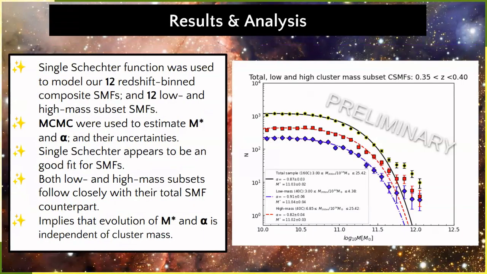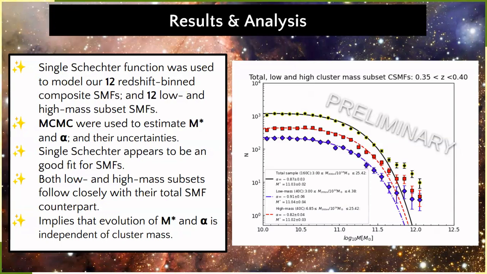Once this was done, a single Schechter function was used to model our 12 redshift-binned composite SMFs and our subset SMFs as well. Monte Carlo Markov chains, or MCMC, were used to estimate the best fit parameters, M star and alpha, from the Schechter function. Analysis and results show that a single Schechter function describes the SMF reasonably well, since the uncertainties in the Schechter parameters are low, despite the deviation in stellar mass at the high mass end.